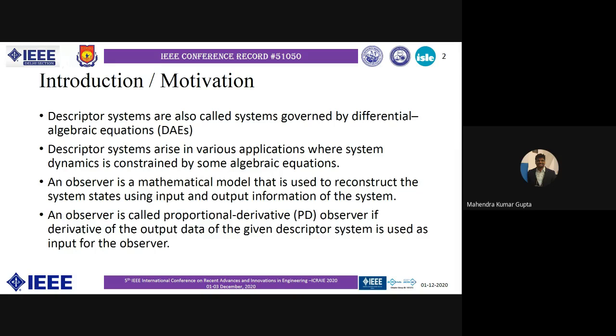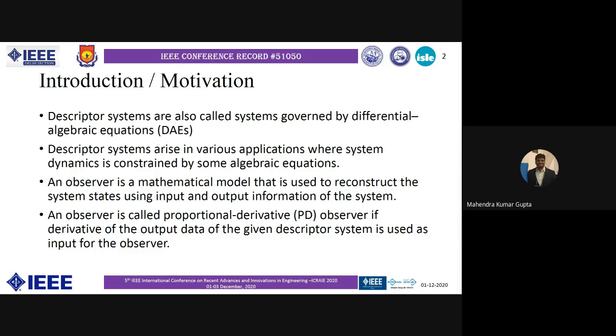by one. So, the first one is descriptor system. Descriptor systems are also called systems governed by differential algebraic equations. So, there are algebraic equations and there are some differential equations, and descriptor systems are implicit combinations of differential and algebraic equations. Descriptor systems arise in various applications where system dynamic is constrained by some algebraic equations.